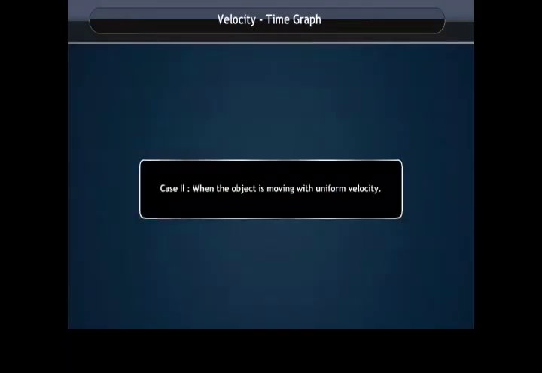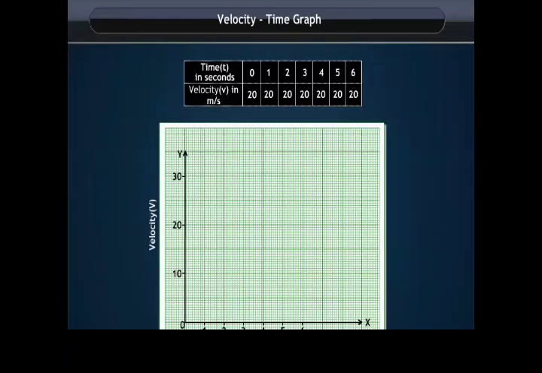Case 2. When the object is moving with uniform velocity. Observe the data in the given table. Velocity at all instants of time is the same. This kind of motion is uniform motion and the velocity is said to be uniform velocity. According to the values of time and velocity, mark the points on the graph. Join the plotted points to get the graph. Consider any two points A and B on the straight line. Drop perpendiculars AC and BD from these points on the x-axis.